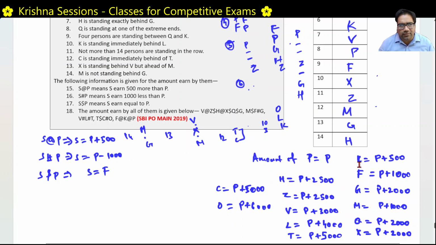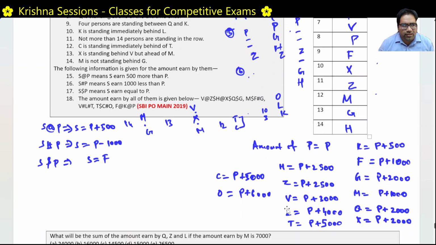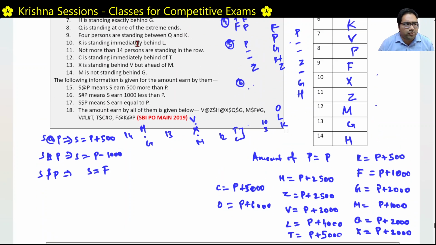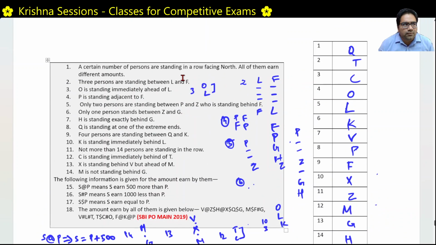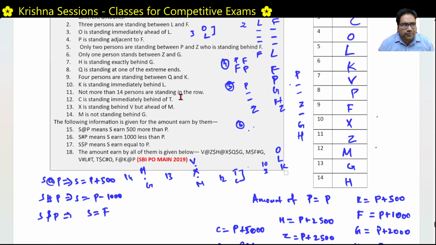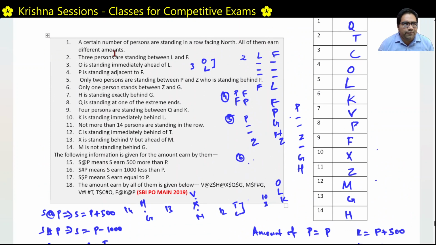Right, all are done, right? 1, 2, 3, 4, 5, 6, 7, 8, 9, 10, 11, 12, 13, and P. Right, all 14 are done. So we are able to define the structure also. We are able to define their amounts also. Right, so if you see, they are saying all of them earn different amounts.